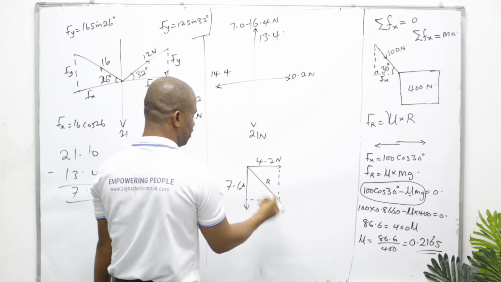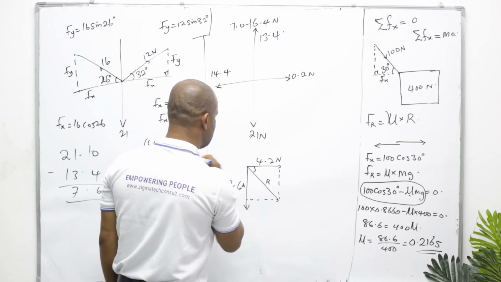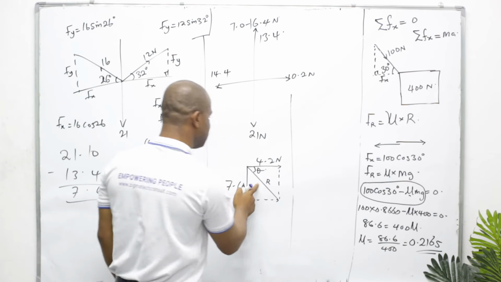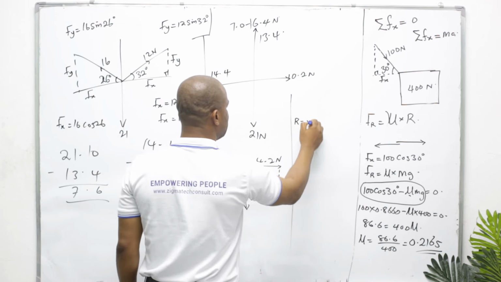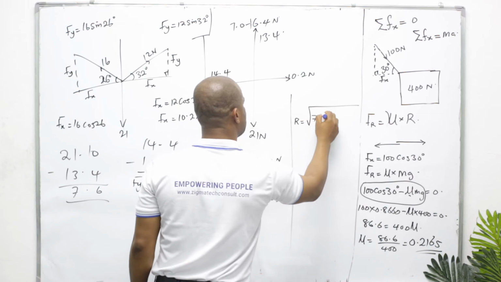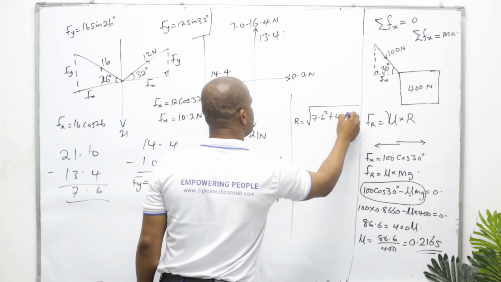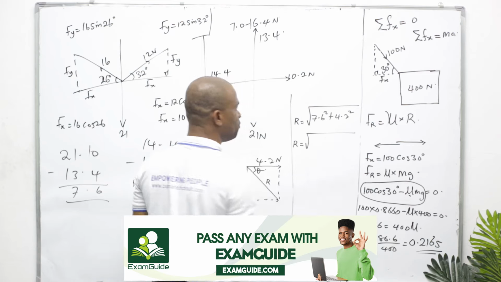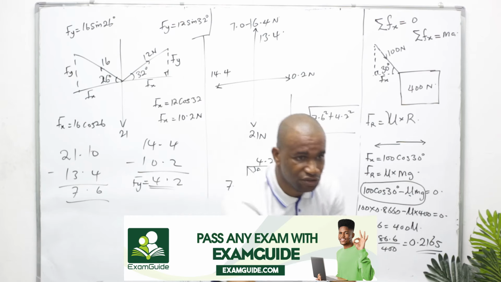And Pythagoras theorem, of course. So this is the theta we are looking for. Now let's go. In this case, the resultant R is going to be the square root of 7.6 squared plus 4.2 squared. You can also use this.